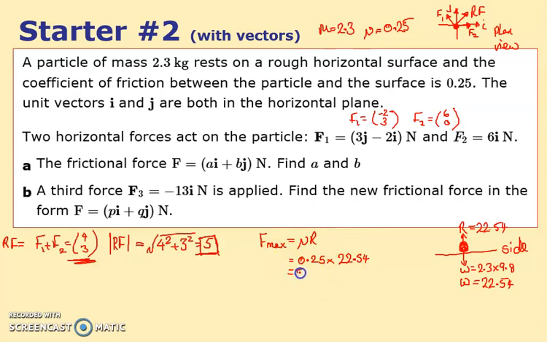So the maximum we can get up to in terms of friction is 5.635 newtons. My resultant force was only 5 newtons. So I can tell you now it's not going to move. And since it's not going to move, our friction force will only just equal what we got given, effectively, and it will be equal and opposite, acting in the opposite direction.